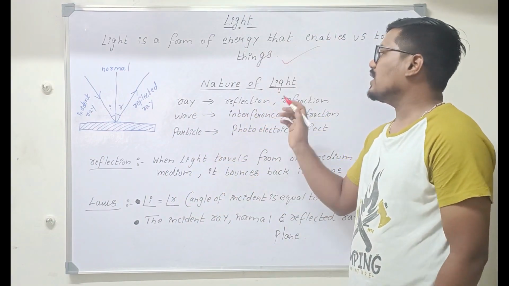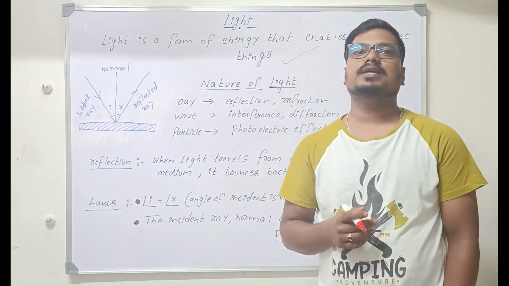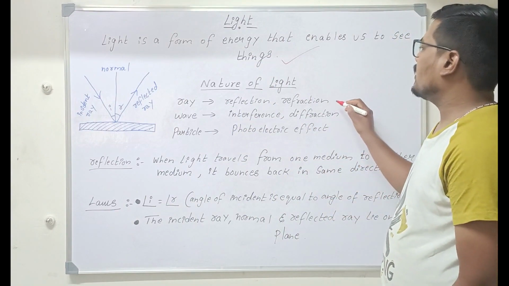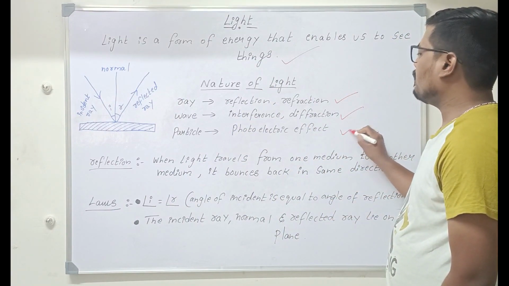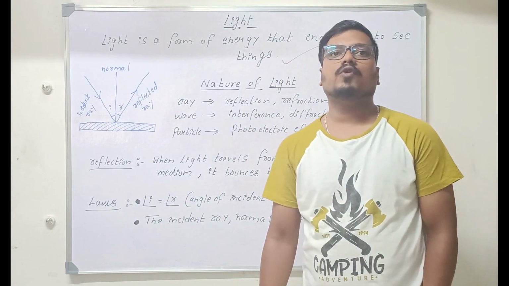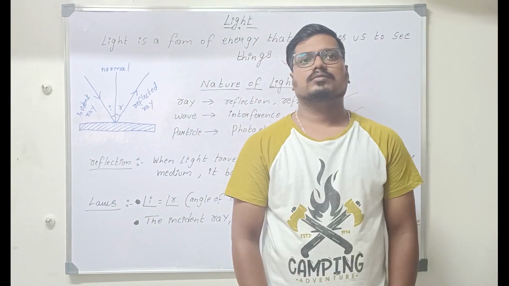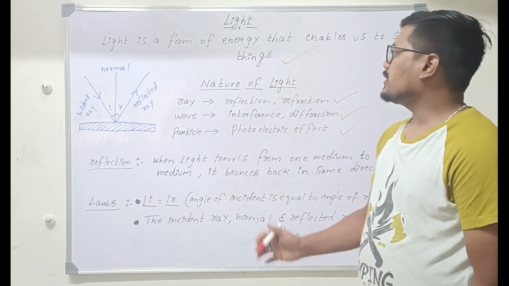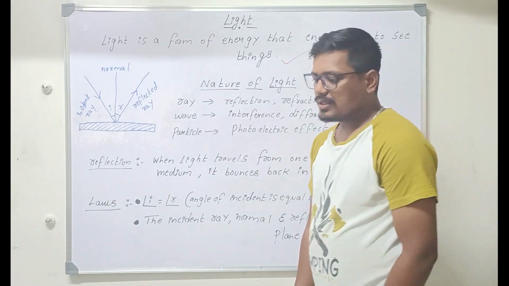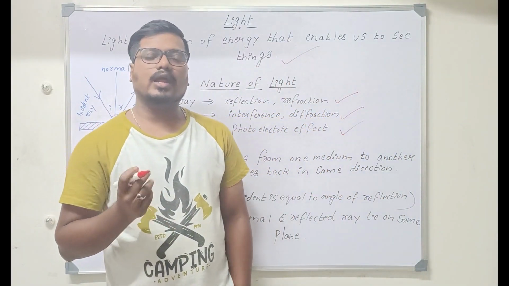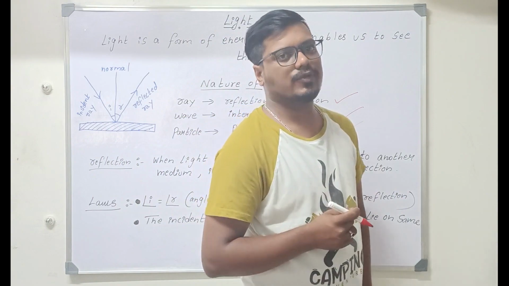Next, here you can see the nature of light. How does light appear? Light appears in the form of ray, wave and particle. If it appears in the form of a ray, it is reflected. So see, light can be in the form of a ray, it can be in the form of a particle, or it can be in the form of a wave.